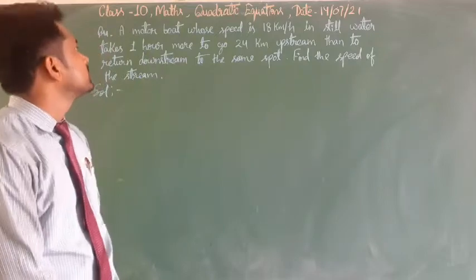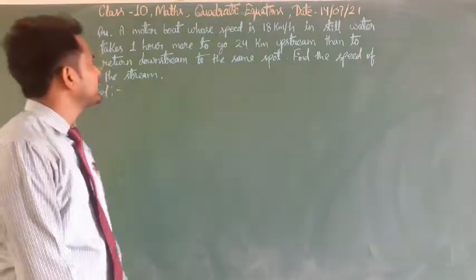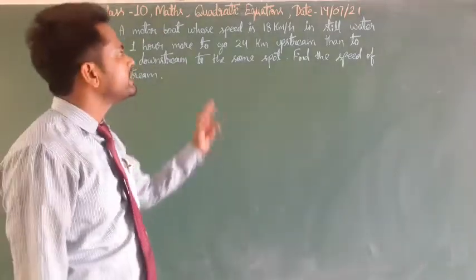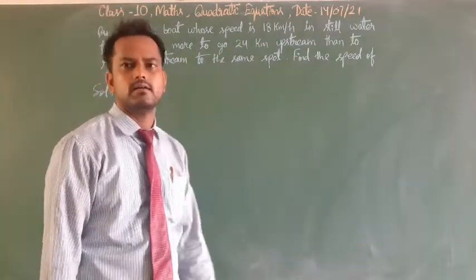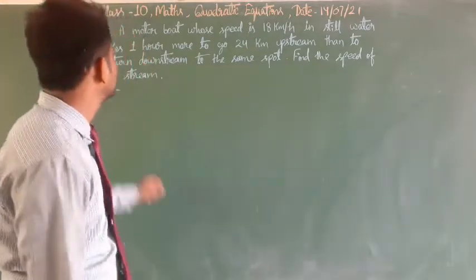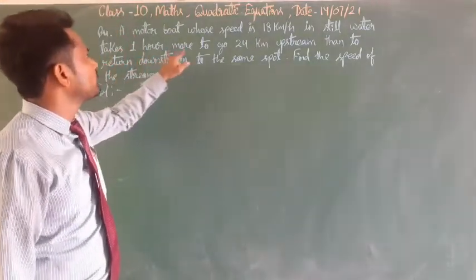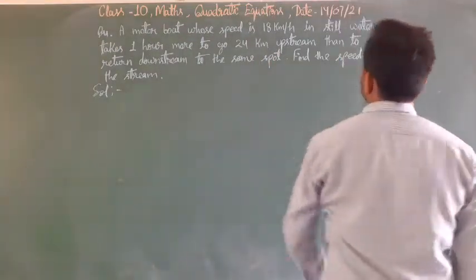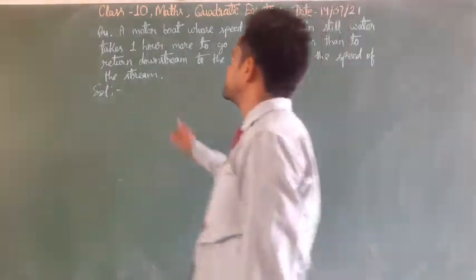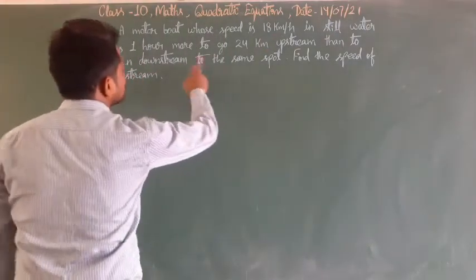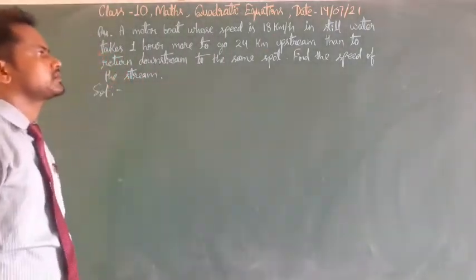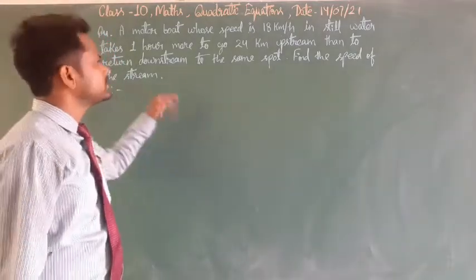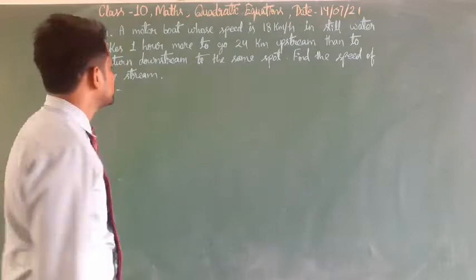Got it? So first question is: given that a motorboat whose speed is 18 km per hour in still water takes 1 hour more to go 24 km upstream than to return downstream to the same spot. Find the speed of the stream.